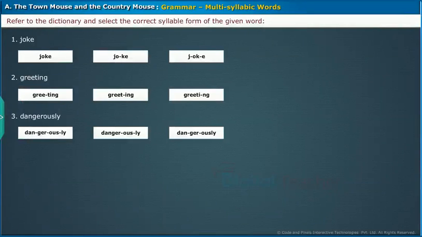Take up the following activity to test your understanding. Refer to the dictionary and select the correct syllable form of the given word.